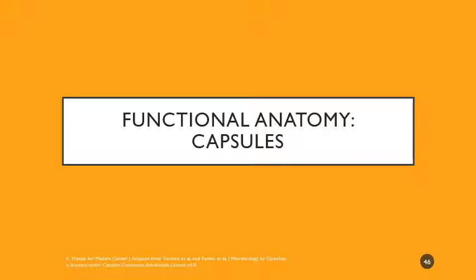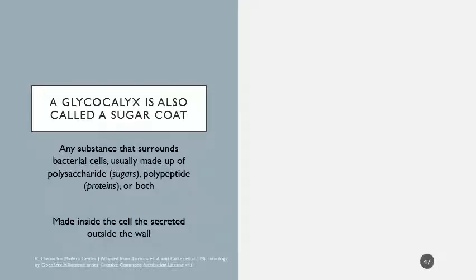So getting into some more functional anatomy, specifically capsules, there are a lot of different types of what are called glycocalyces. These are extracellular structures that are a bunch of different types of substance. They might be made up of sugars, they might be made up of proteins or both. Remember, polysaccharide means a complex sugar, like a carbohydrate. Polypeptide means a protein. So these are basically made inside of the cell and then pushed outward and accumulated on the outside of the cell. So they come from within so that they can be secreted out and form this protection.